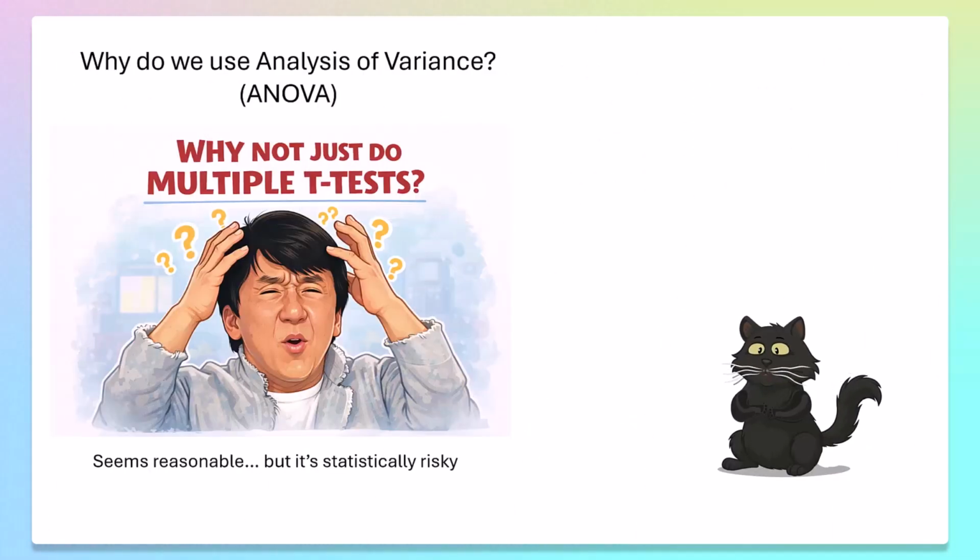So if you've been learning about analysis of variance, a question that you might end up asking yourself is, why are we even doing this at all? Why don't we just do multiple t-tests if what we're wanting to do is analyse group differences? Now, it does seem reasonable to just do multiple t-tests, but it is statistically risky to do that. And that is why we make use of ANOVA. And in this video, I'm going to go through the reasons why that is.